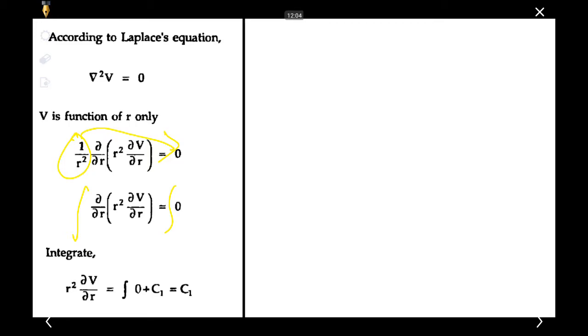Next, again take R square to the other side. So you will get dou V by dou R is equal to C1 by R square. Next, again integrate on both sides. When I integrate on both sides, dou V by dou R will become V. V is equal to integration of C1 by R power minus 2 into dr plus C2.